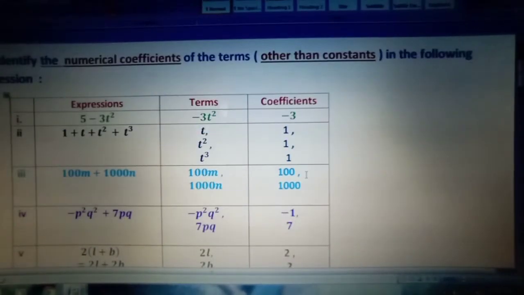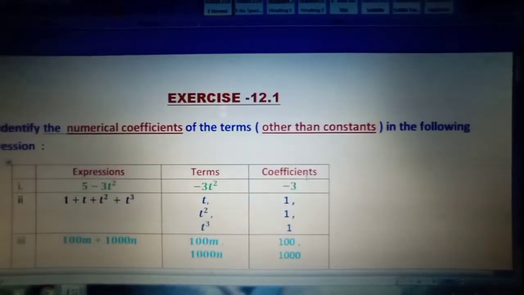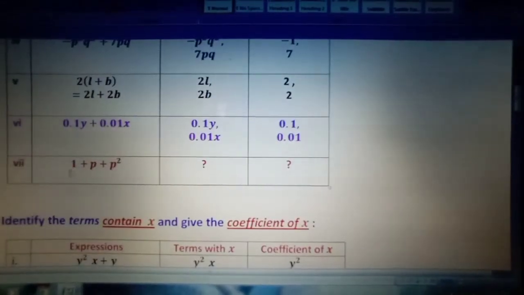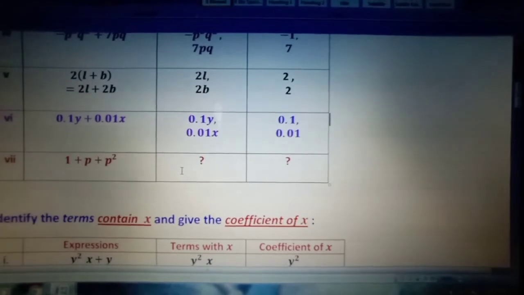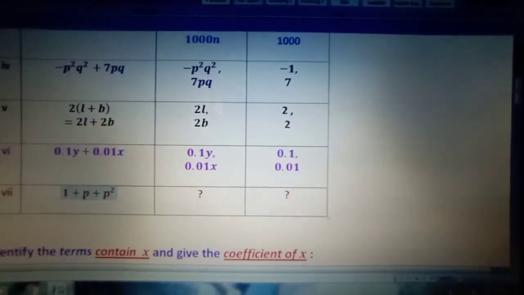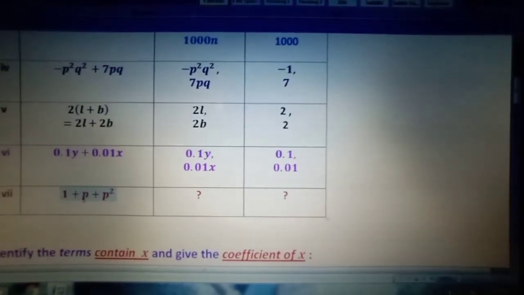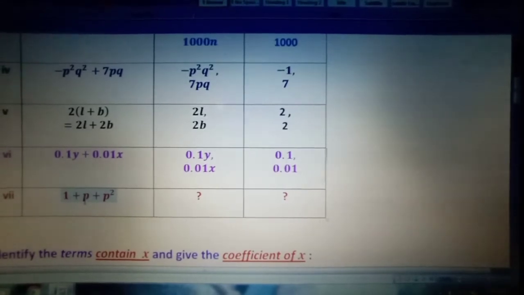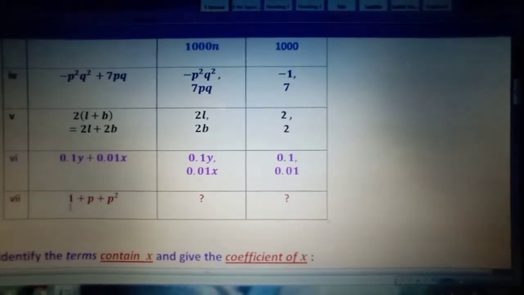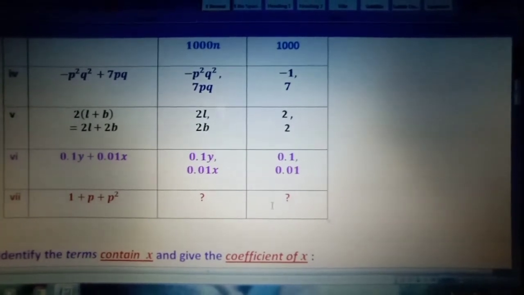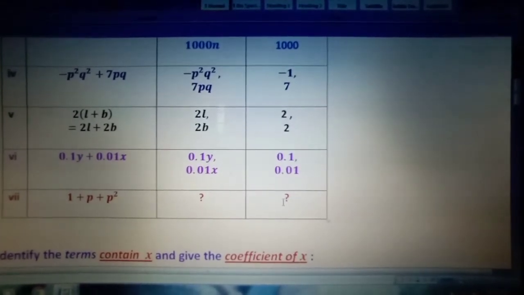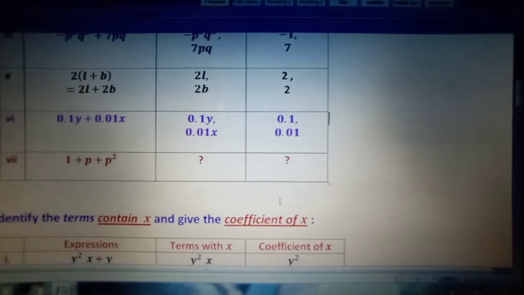If you have understood this one, then one thing you have to do. Only the simple sum I have given here. First here you have to mention what are the terms which contain variables. We will not mention the constant term. Here you have to mention the terms and their coefficients. Numerical values you have to write here.